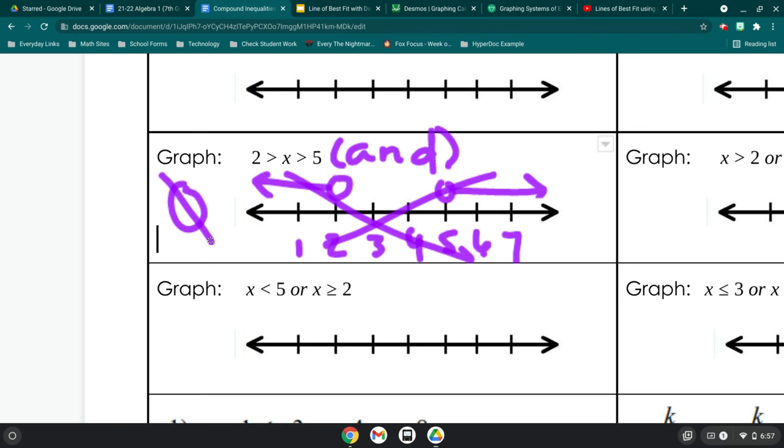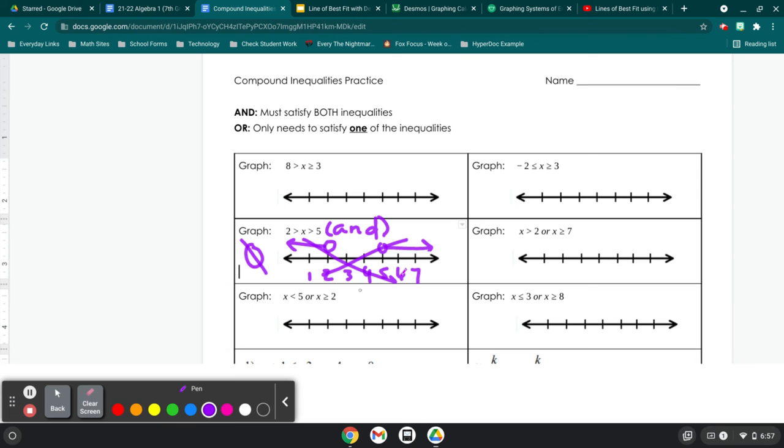There is no number that could ever satisfy both of those at the same time. 6 satisfies the greater than 5, but it's not less than 2. 1 is less than 2, but it's not greater than 5. There's no overlap, therefore it is a no solution. Make sure you got that copied down. And technically you would just have a blank graph, but I wanted to show how it would look and why it didn't work.